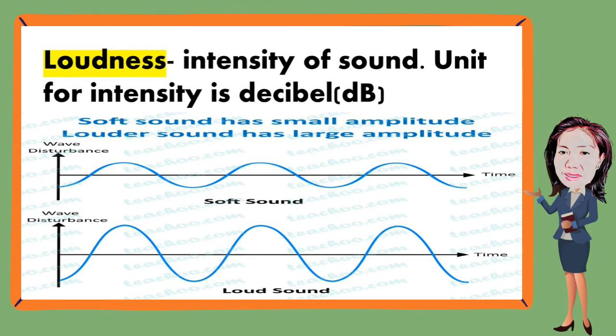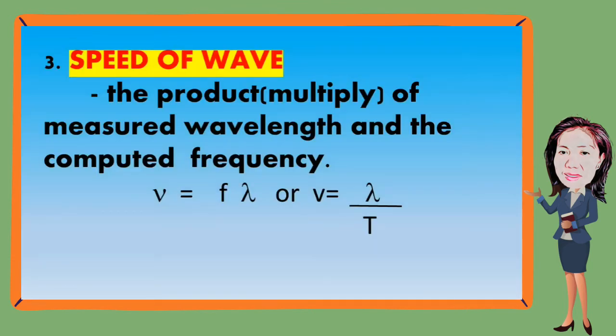Okay, let's proceed. So we identified two characteristics na. Third is the speed of sound. Parang dito talaga ang pinaka-main topic, the speed of sound. So the speed of wave or sound is the product. So when we say product, it is multiplication. The product of what? The product of measured wavelength and the computed frequency.